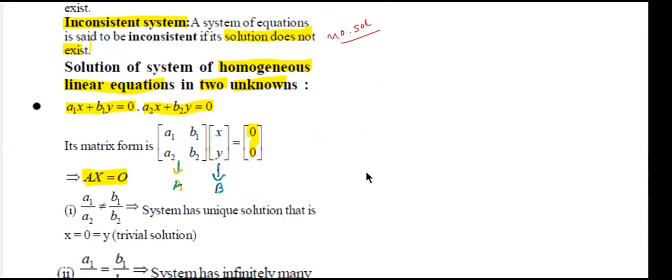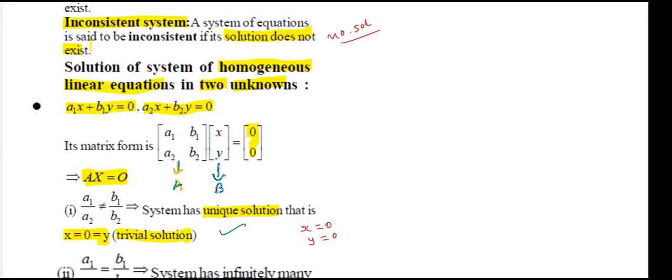Now, see the first case. What is the first case? a1 by a2 is not equal to b1 by b2. The system has a unique solution. That solution is x is equal to 0, y is equal to 0. Directly we can write the solution x equals 0, y equals 0. These solutions we call trivial solutions, or the unique solution.